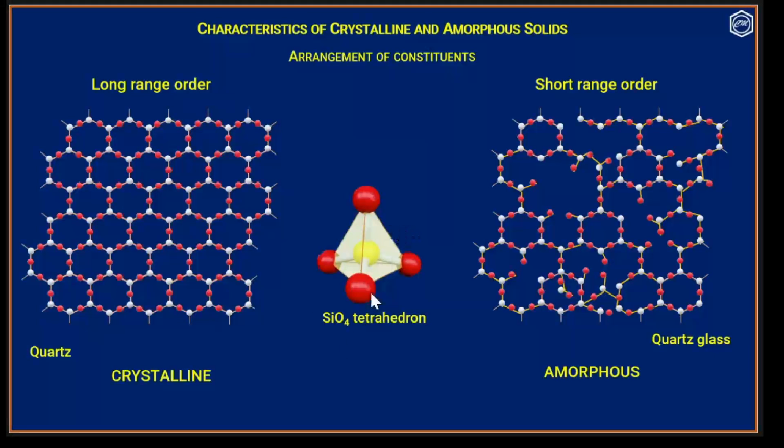Quartz is made up of SiO4 tetrahedra. We see here the bottom part of the tetrahedra. So these white balls are the silicon atoms, and the red are oxygen atoms, and one oxygen atom is towards the other side. And this is a three-dimensional structure.